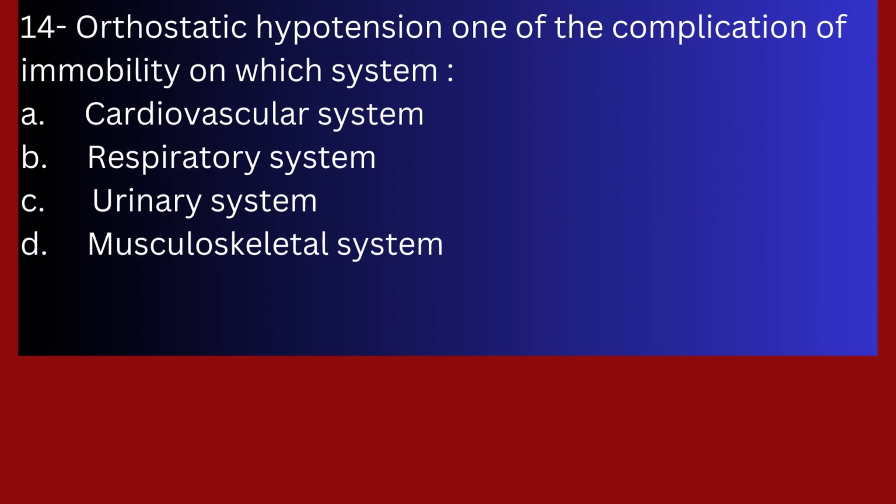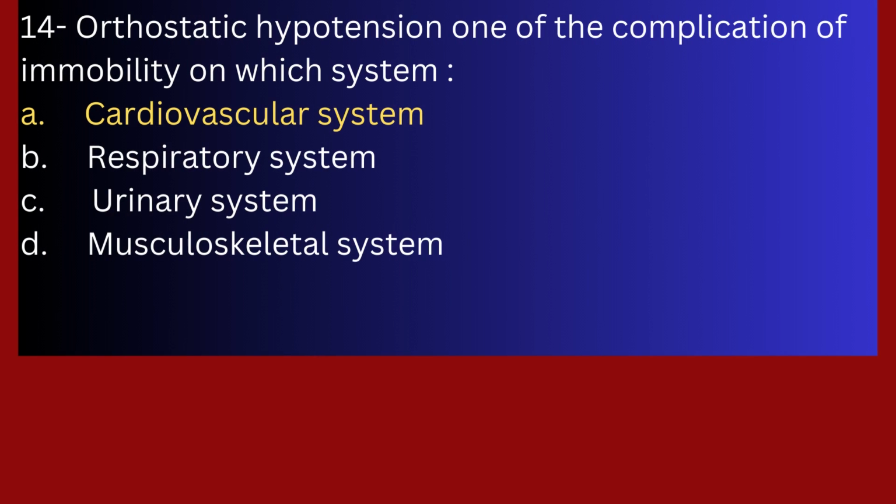Question number 14. Orthostatic hypotension, one of the complications of immobility on which system? A. Cardiovascular system. B. Respiratory system. C. Urinary system. D. Musculoskeletal system. The answer is A. Cardiovascular system.